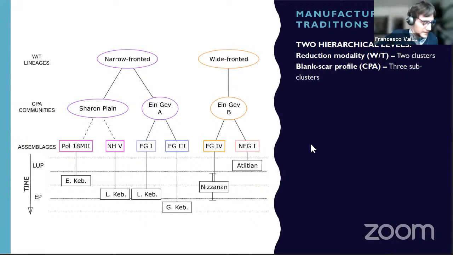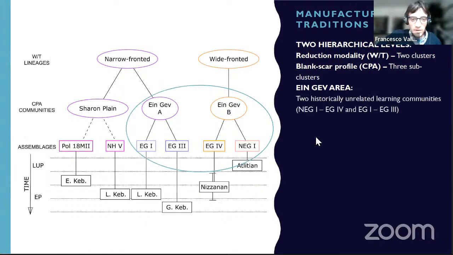So, what can this analysis, this quantitative data, tell us about the cultural entities and manufacturing traditions in the Epipaleolithic and Upper Paleolithic? First of all, when we look at the Engev area, we can see that we have two historically unrelated learning communities that occupy the area subsequently. We have an earlier occupation represented by Nahal Engev 1 and Engev 4, and possibly a later occupation represented by Engev 1 and 3. These two groups present very different technological traits on many levels.